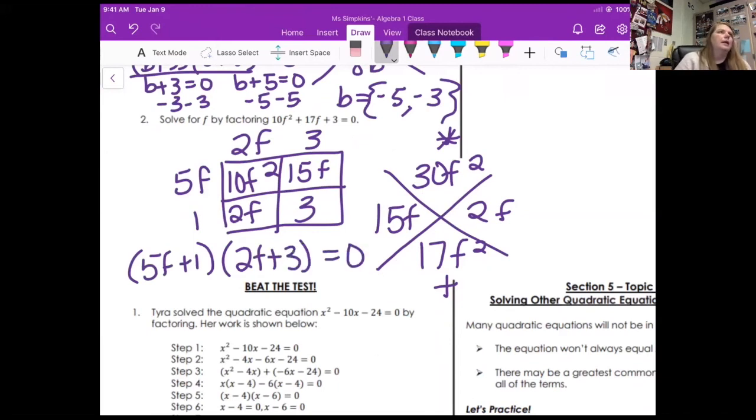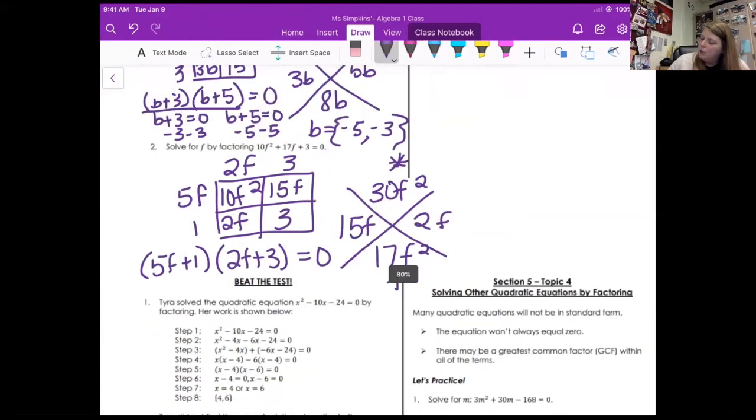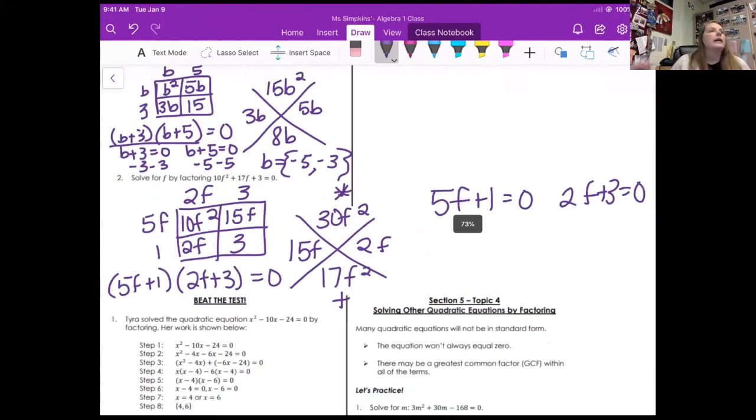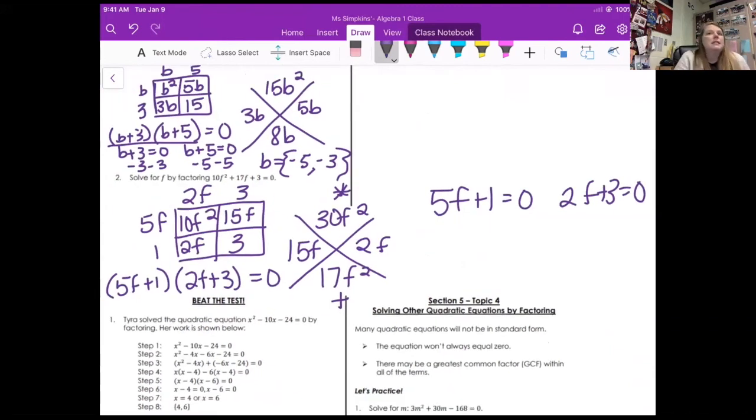So I'll give you a couple minutes. I want you to figure out what each of those factors are. So remember, you're going to set 5f plus 1 equal to 0 and solve, 2f plus 3 equal to 0. Your answer is going to be a decimal or a fraction. It doesn't really matter which way you write it, as a decimal or a fraction. Both are fine with me.